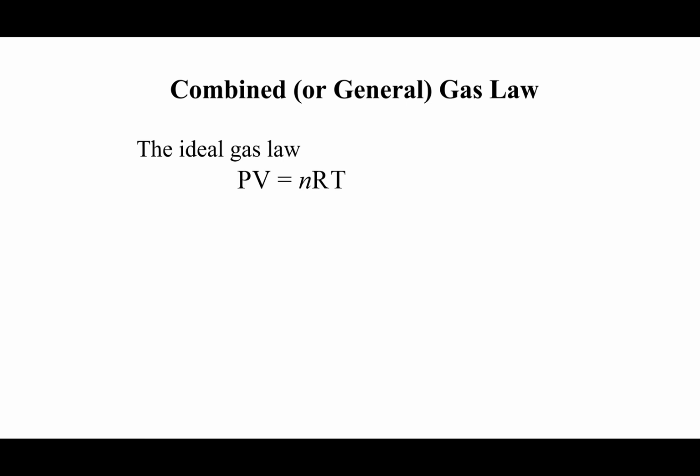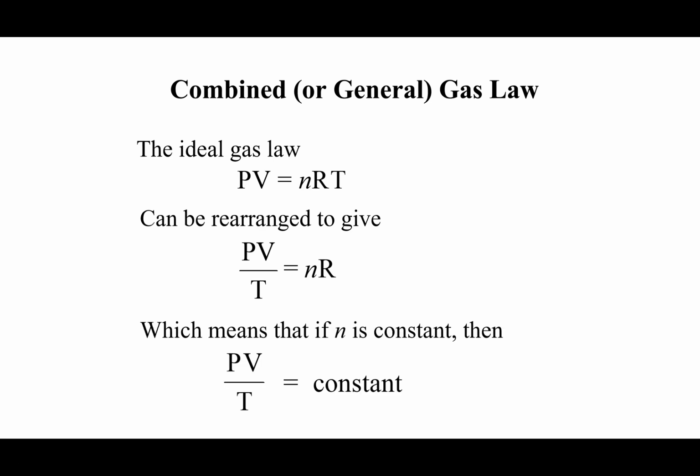Now this is a cool one too. This is called the combined or general gas law, and we can rearrange PV equals nRT to get n and R by themselves on the right. R, of course, is a constant, and if we hold the number of moles of gas in our system constant, then the pressure, volume, and temperature will vary according to this relationship. So if n is constant, and of course R is constant, then PV over T is constant.